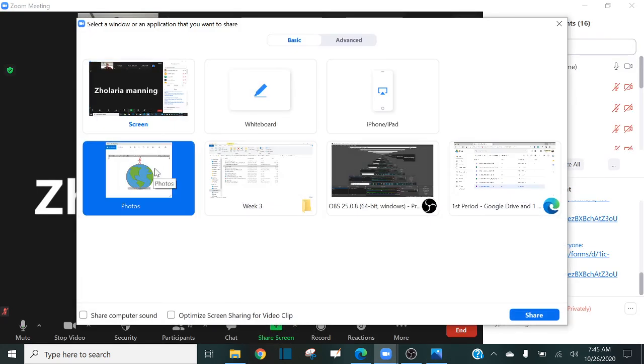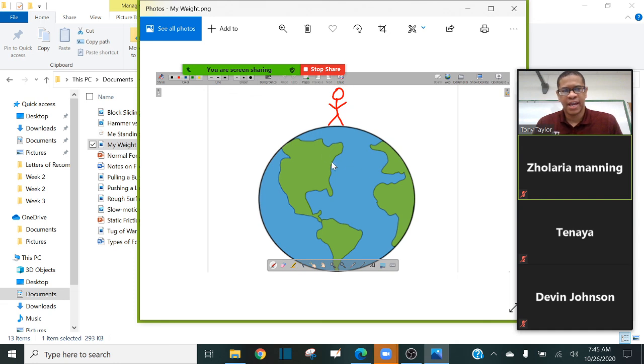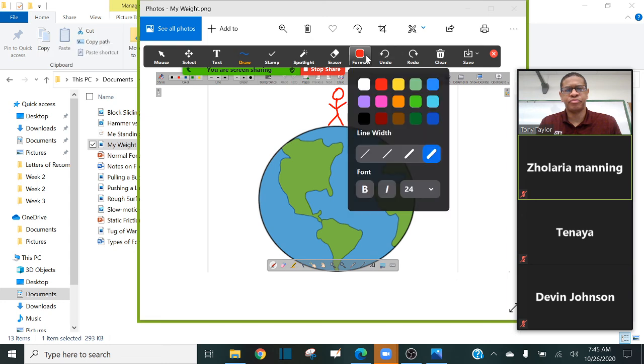There we go. Okay, guys, imagine this is me, and I'm standing on the earth. While I'm standing on the earth, what if I wanted to know my weight? Well, it's obvious. If I wanted to know my weight, I would stand on a scale. But what exactly is the scale measuring?